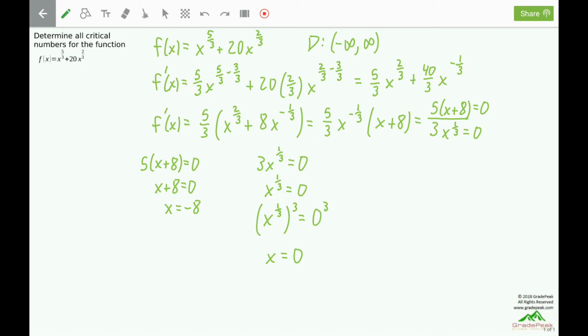Now we check to see whether these are in the domain. The domain here is all reals. X equals -8 is a real number, so we keep it. It is a critical number. X equals 0 is a real number, so we keep it. It's also a critical number. And there are the two critical numbers for the function, x equals -8 and x equals 0.